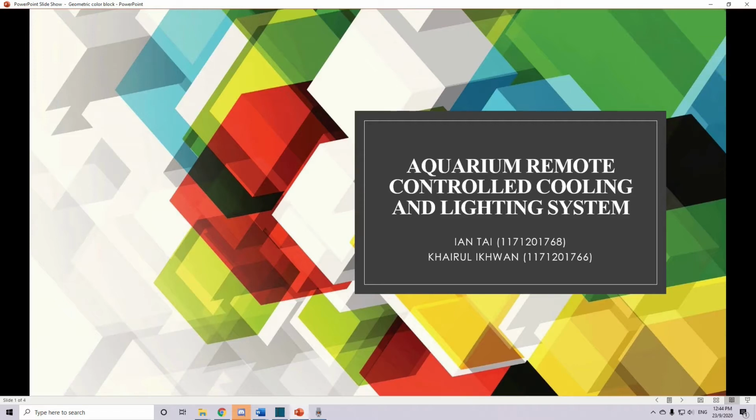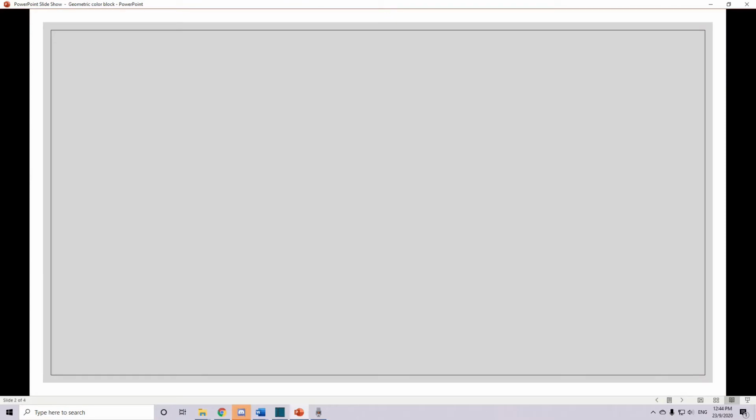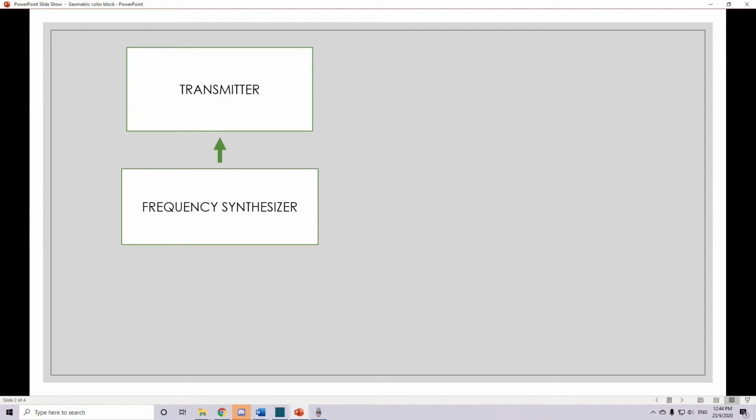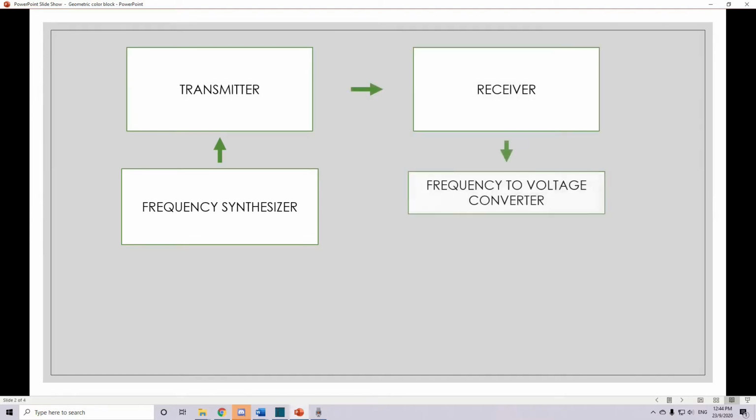Our topic of our project is Aquarium Remote Controlled Cooling and Lighting System, presented by myself, Ian Tai, and my partner, Khairul Ikwan. The block diagram of our project would be frequency synthesizer, transmitter, receiver, frequency to voltage converter, and finally fan speed and LED brightness. Without further ado, let's dive in to the simulation.